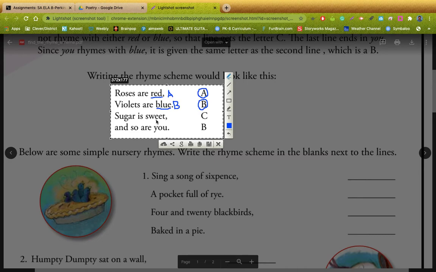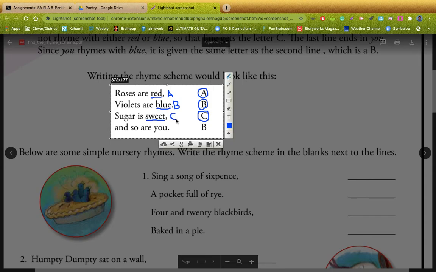Sugar is sweet. The last word in that line is sweet. Now, let me ask you, does sweet rhyme with red? No. So it's not an A. Does sweet rhyme with blue? No. So it's not a B line. So that's why when you look over here, they say it's a C. So we have A, B, C so far because nothing rhymes yet.